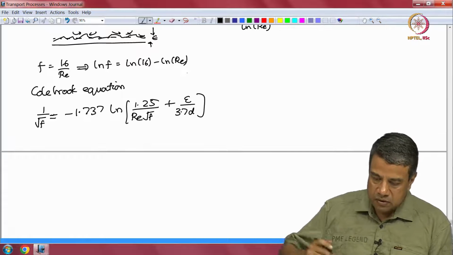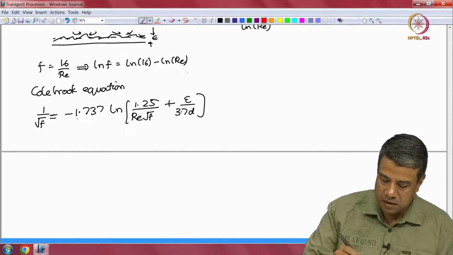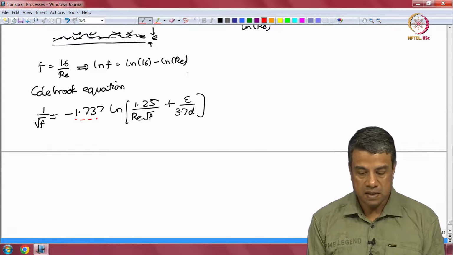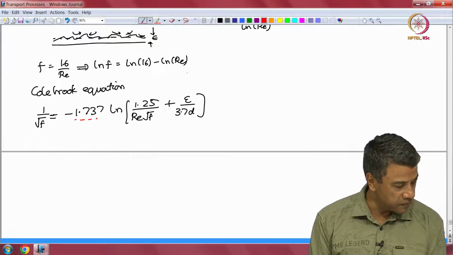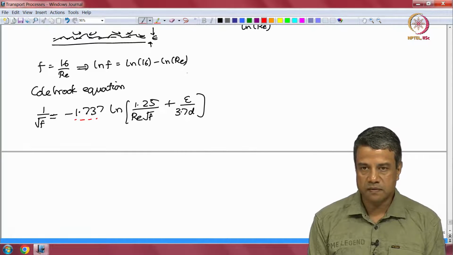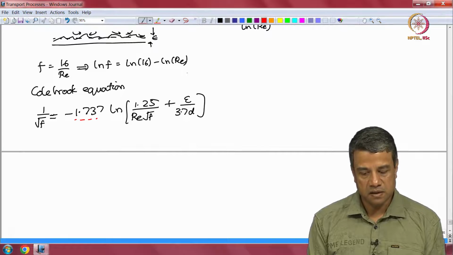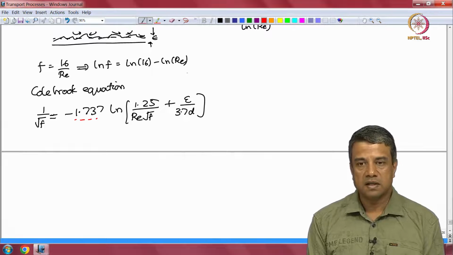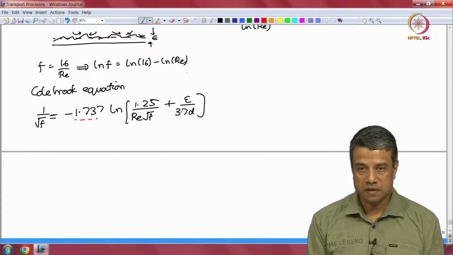I should note that usually you will see the Colebrook correlation written in log to the base 10, in which case this coefficient would be about minus 4. Here I have used the natural logarithm, so I get this coefficient as minus 1.737. And this is an implicit equation for the friction factor.